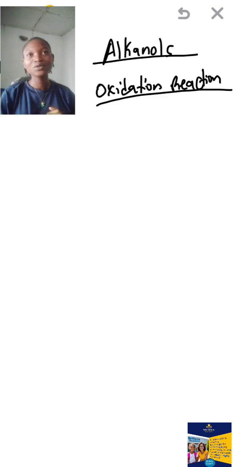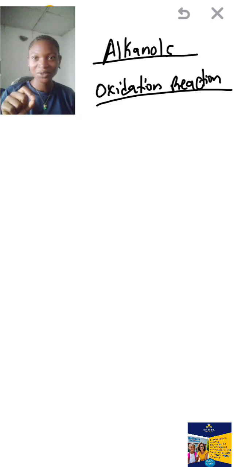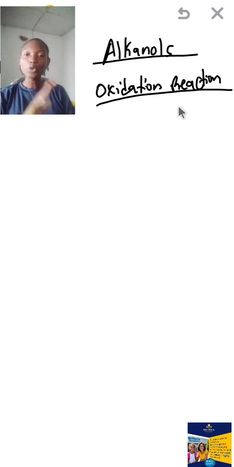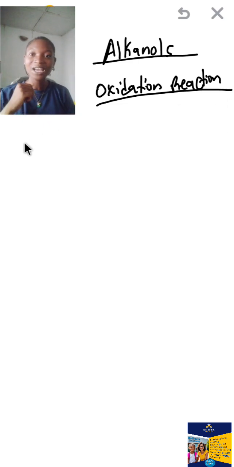Now, first thing you have to know is that you have to know your alkanols very well. I'm not talking about the structure. The structure is also important, but you have to know the type of alkanols that you have. Many people actually know that we have three types of alkanols. We have the primary alkanols, then we have the secondary alkanols, and we have the tertiary alkanols.